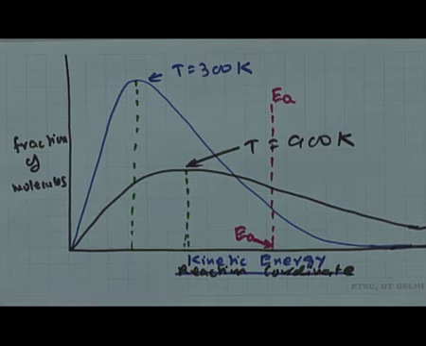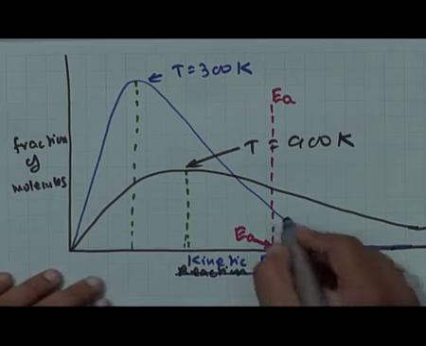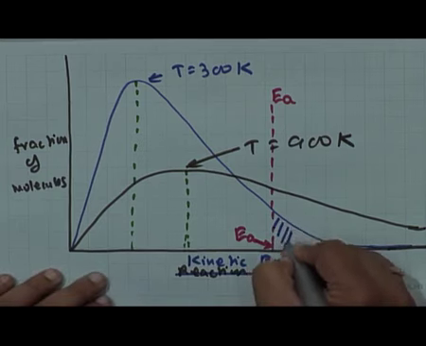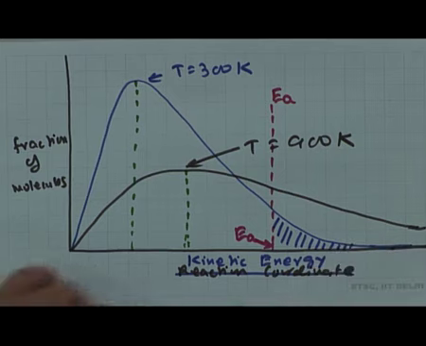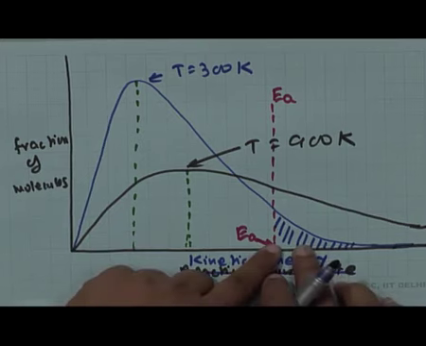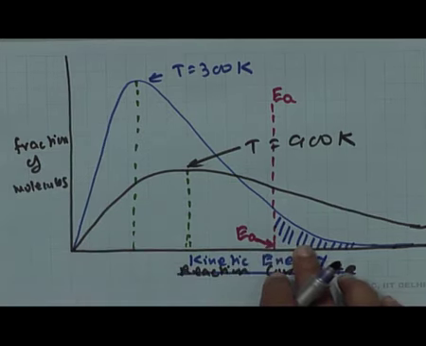So, let me shade that portion. For the first curve at 300 Kelvin, you see that the shaded region is the number of molecules, or the total fraction converted to the number of molecules, having energy higher than EA. If they have energy higher than EA, then they would definitely go over to the product side.